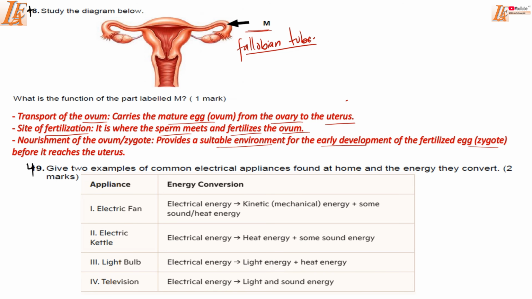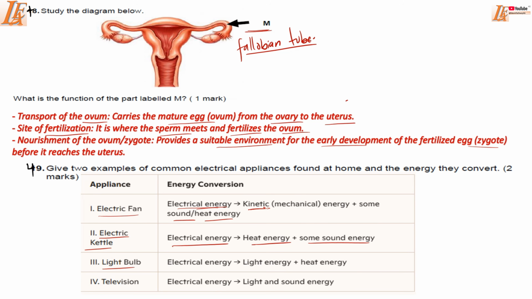So in this case, we have the first appliance, which is an electric fan, which converts electrical energy to kinetic energy, and sometimes it can convert it to sound energy, because when a fan is rotating, it produces some sound and sometimes heat. The second one is an electric kettle, and this one converts electrical energy to heat energy and sometimes sound energy. Remember, when you are heating a substance using an electric kettle, there's some sound which is produced. So in this case, we must cater for it.